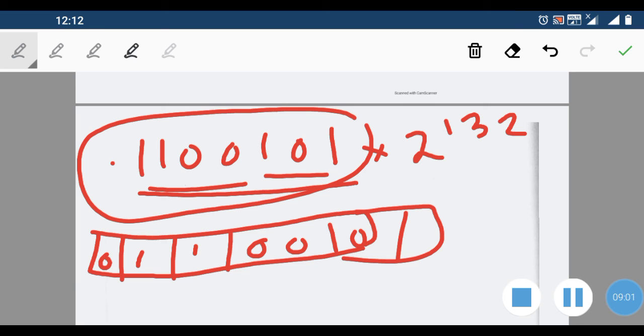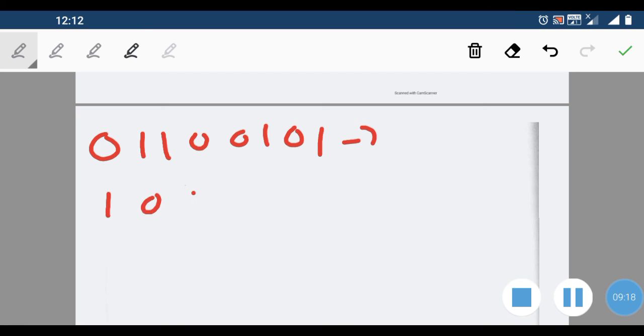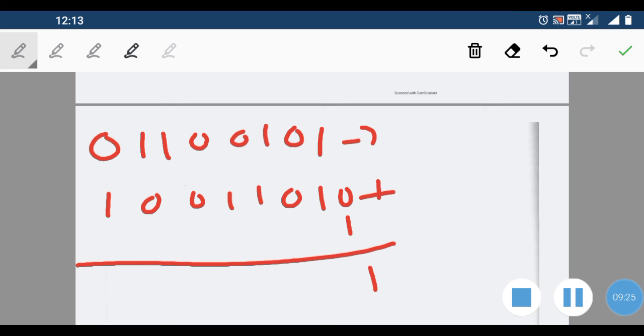In order to express it as a negative number, you have to take the ones complement of this. Including the sign bit, the number is 0 1 1 0 0 1 0 1. Then its ones complement is 1 0 0 1 1 0 1 0. Then its 2's complement is obtained by adding 1 to it. So the number is 1 1 0 1 1 0 0 1. So this is the expression for the mantissa part, including the sign bit.